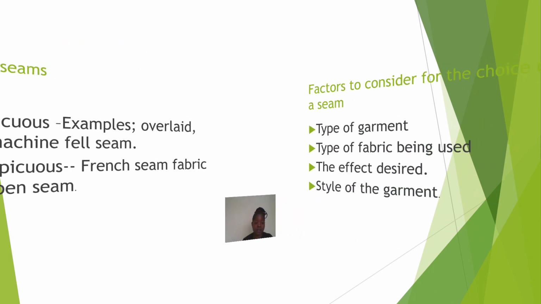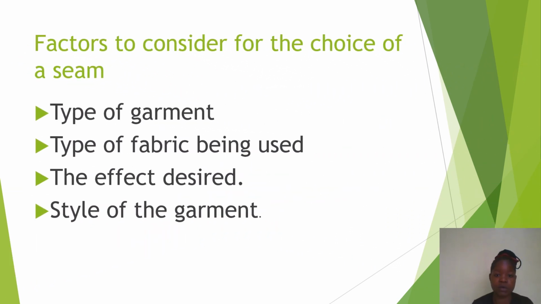Then factors to consider for the choice of a seam: type of garment. Outer garments don't require the same type of seams as inner pieces. For example, for a pant, machine fell seam would be chosen because it will be flat and comfortable.